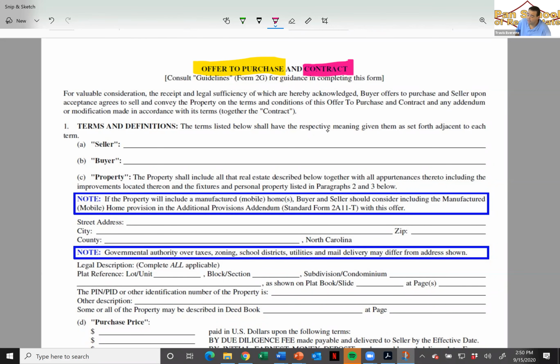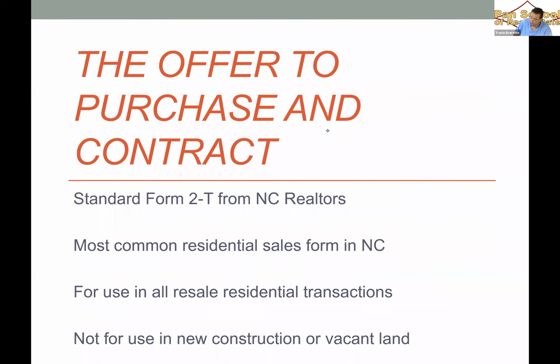But this form is by far the most commonly used one in North Carolina in residential transactions. They may ask you on the test which kinds of transactions this form is used in. It is used in resale residential. So what does that eliminate? First of all, residential eliminates commercial, right? You would not use this form in a commercial transaction. That's number one.